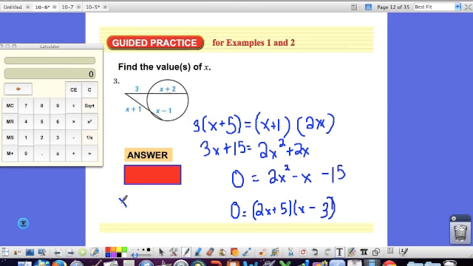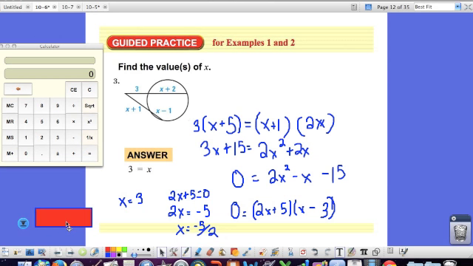I know that x minus 3 means x minus 3 equals 0. x could be 3, or 2x plus 5 equals 0. If I subtract 5 from both sides, I get 2x equals negative 5. So x could equal negative 5 halves. So my answer should be 3, and x could equal negative 5 halves.